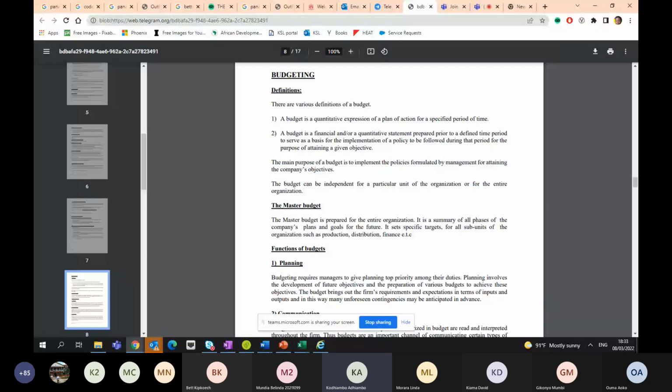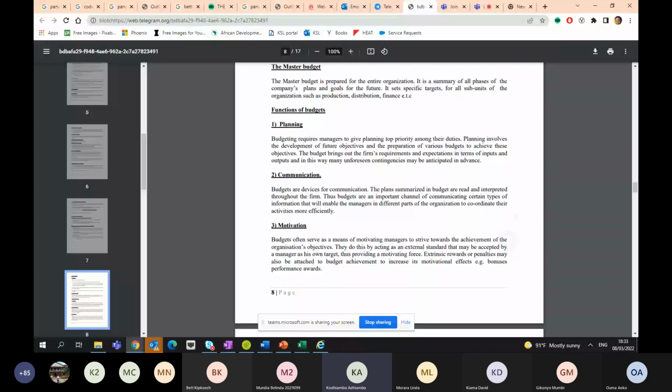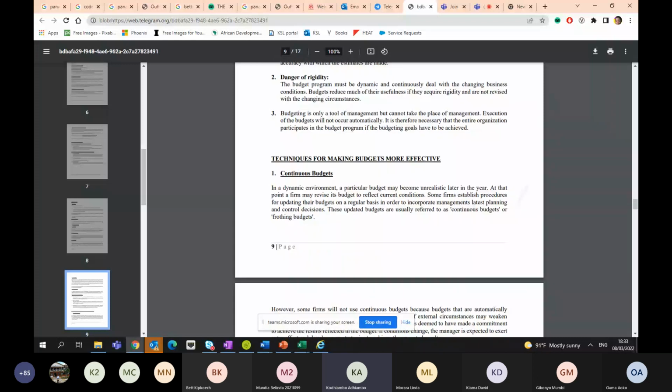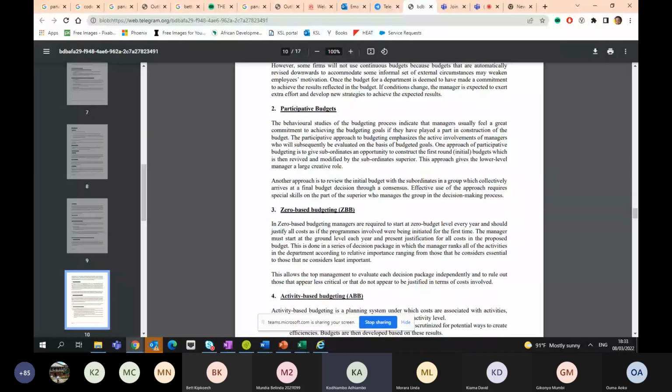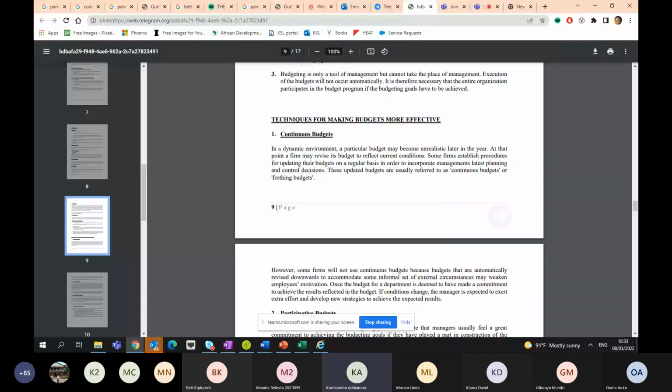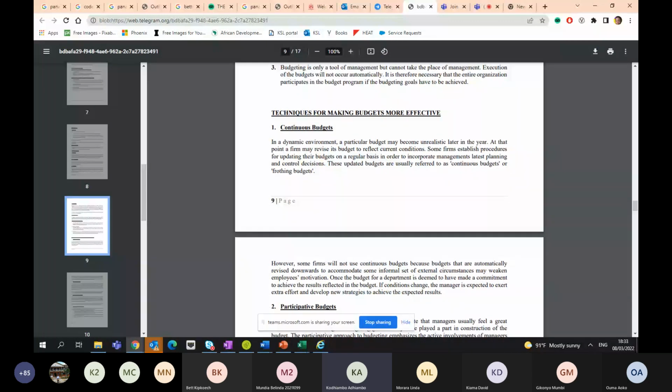Then if we look at budgeting, there are different aspects of budgeting and limitations. Those you can just look at on your own. I think maybe I can comment on what this means so that even as you look at them, they make sense. Techniques for making budgets more effective.